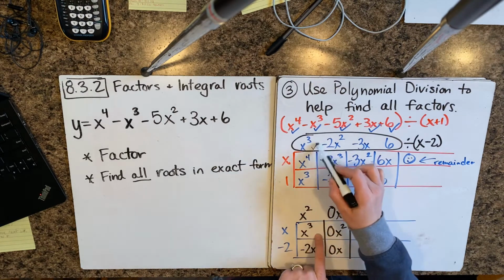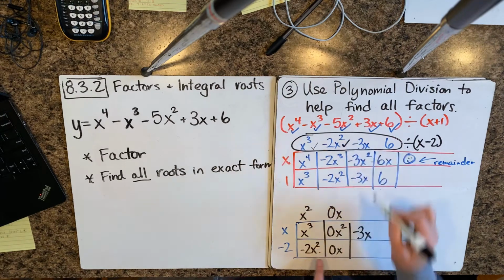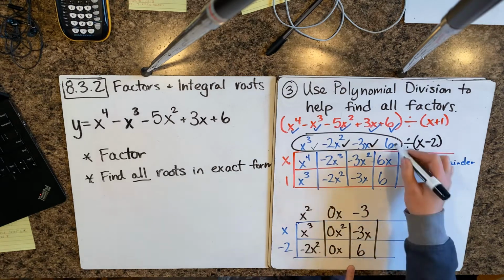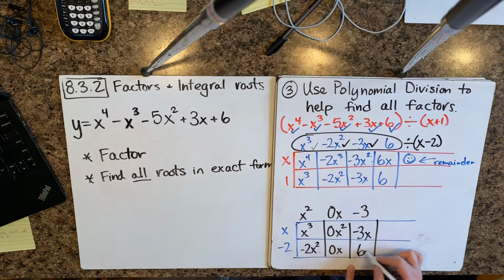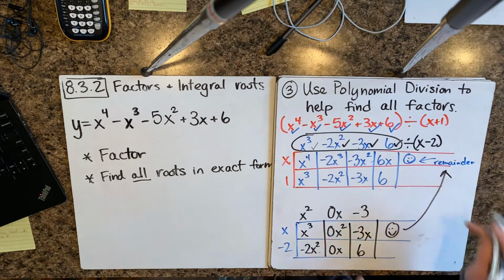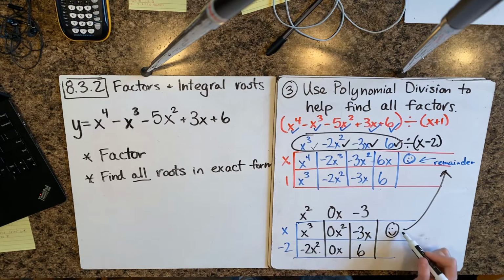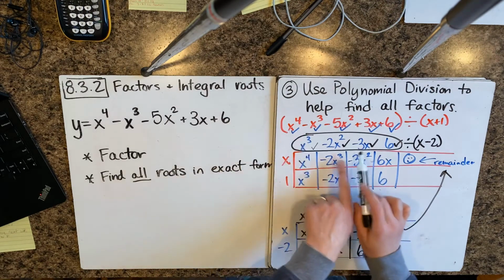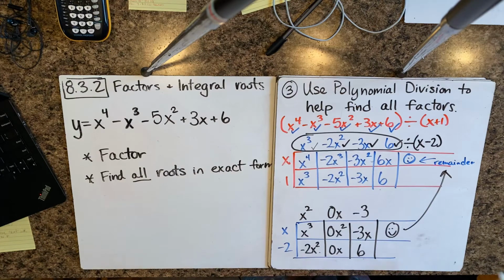So I have x cubed. I have negative 2x squared. I have negative 3x. I get a negative 3 up top. I get a positive 6 here. I'm supposed to get 6. I have 6. So my remainder again is 0. And again, it should be 0. If the remainder is not 0, this is not a factor of this in the black bubble or the original, and we've made a mistake and we have to go back and fix it.